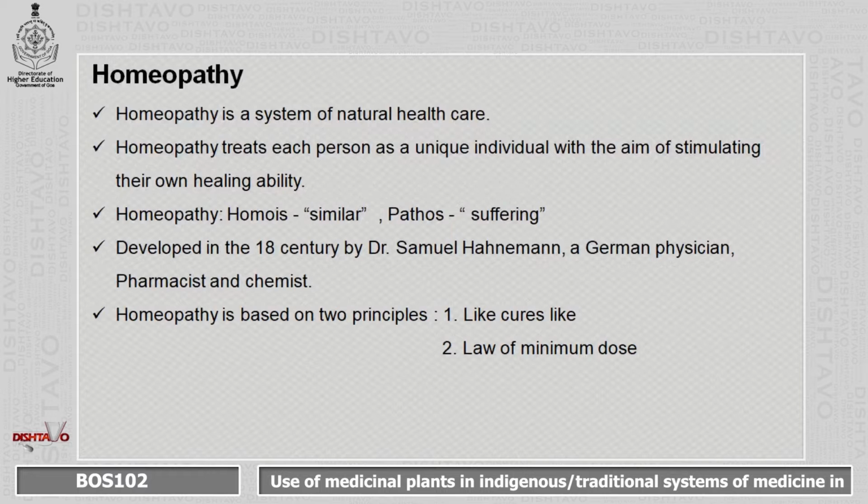Now this homeopathy was developed back in the 18th century by a German scientist known as Dr. Samuel Hahnemann. Homeopathy is basically based on two principles. The first one is like cures like. So this principle states that a disease can be cured by a substance which produces similar symptoms in healthy people.